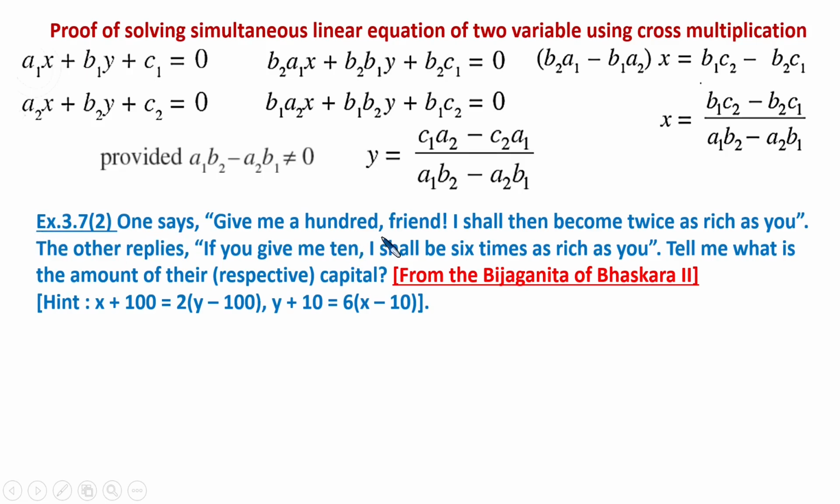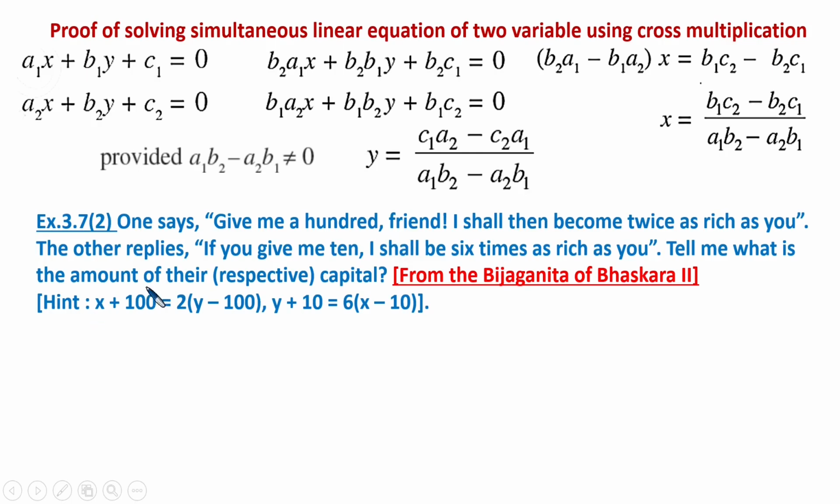One says, give me 100 friend, and I shall then become twice as rich as you. The other replies, if you give me 10, I shall be 6 times as rich as you. Tell me the amount of their respective capital. This is taken from Bijaganita by Bhaskara, so this is a very old problem. So how do you solve it?